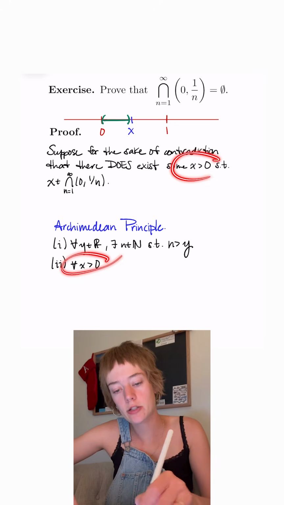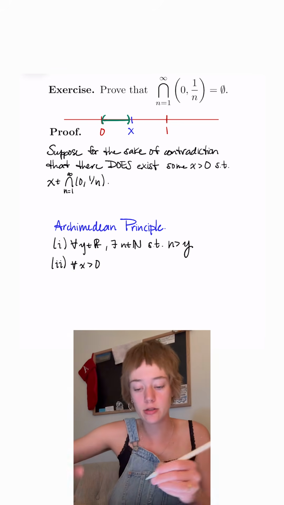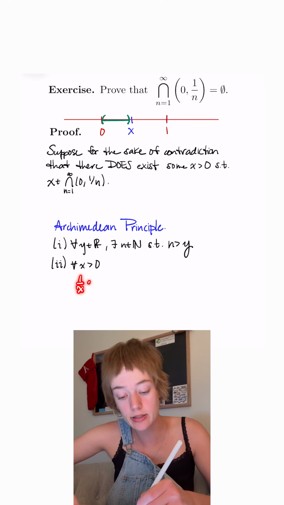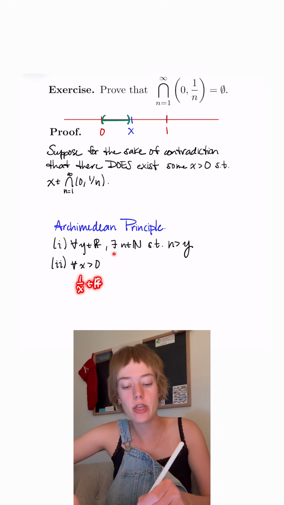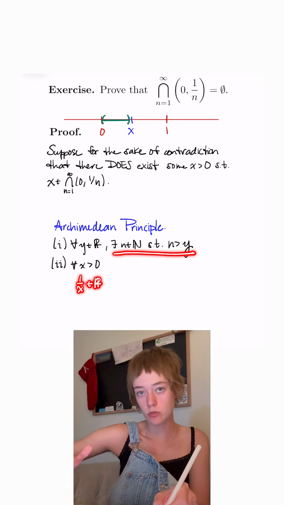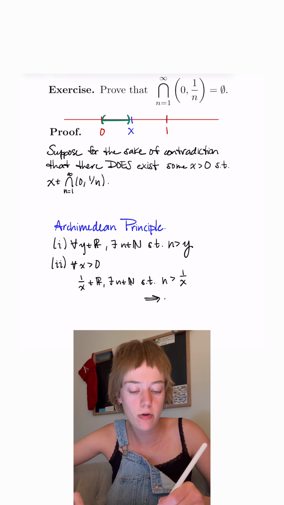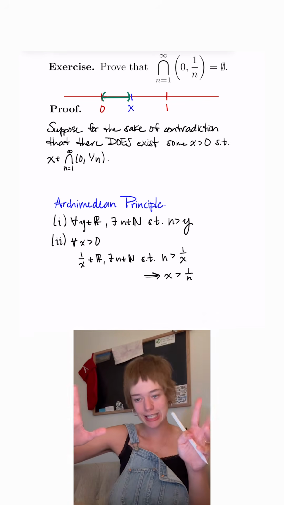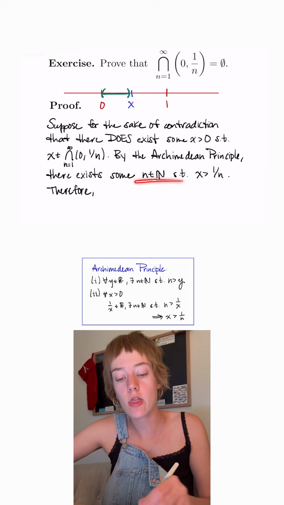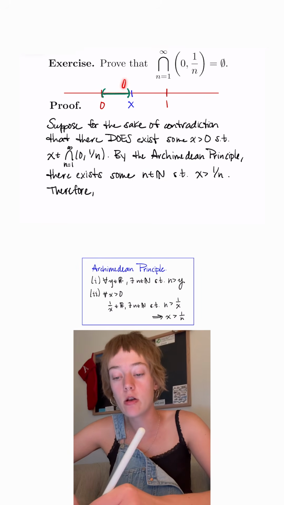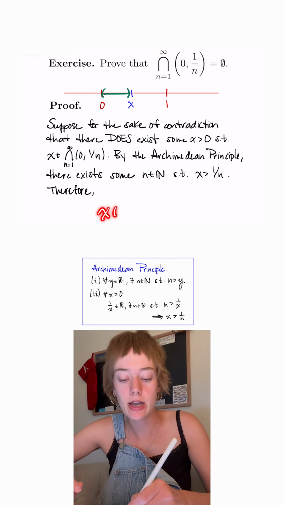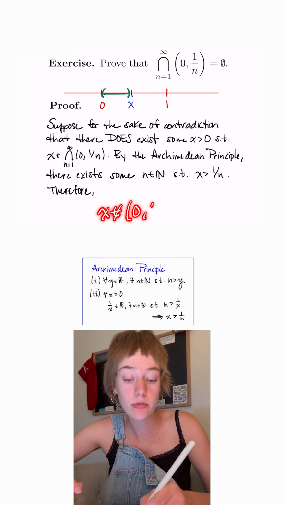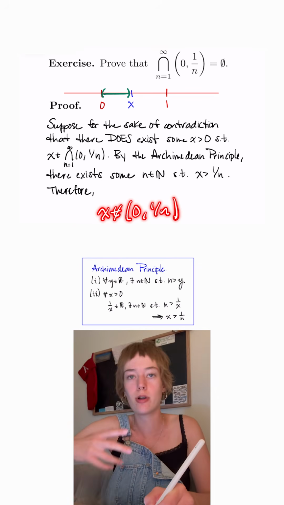So for our x greater than 0, surely if x is greater than 0, then 1 over x is a real number, and then we can just apply the rest of the Archimedean principle. And if n is greater than 1 over x, clearly x is greater than 1 over n. And we use this. So there exists some n within the natural numbers such that x is greater than 1 over n, so x is not in the interval from 0 to 1 over n, and furthermore, the intersection.